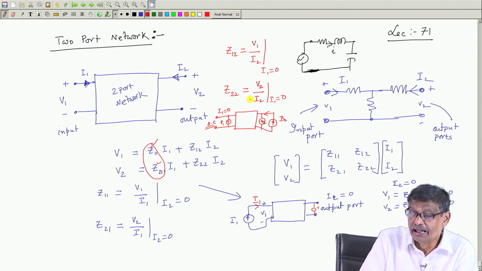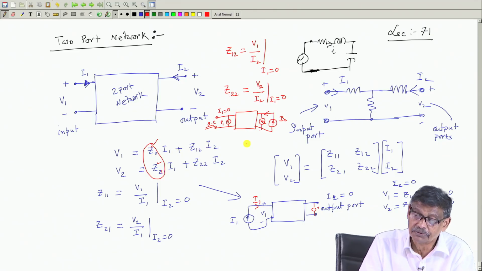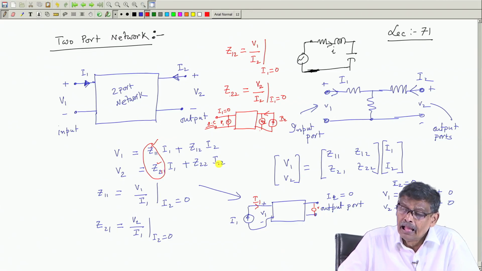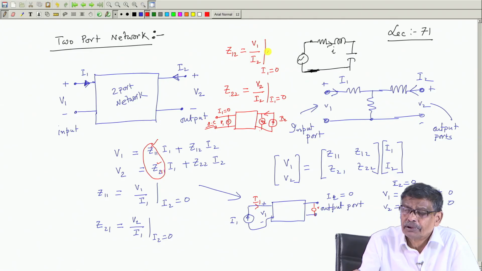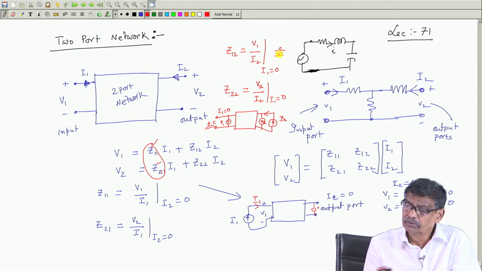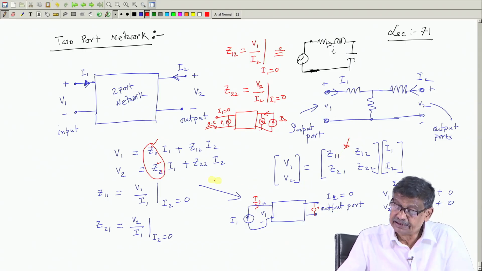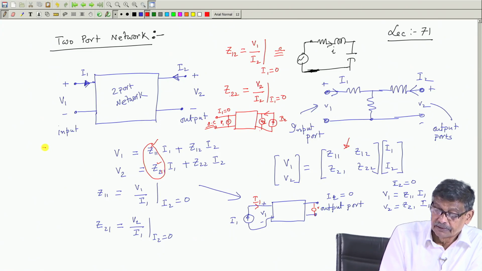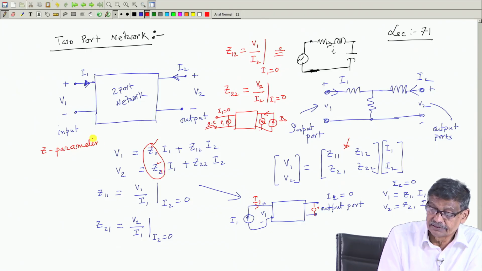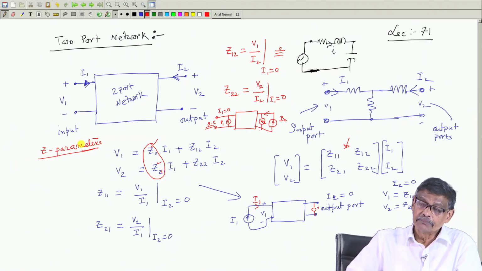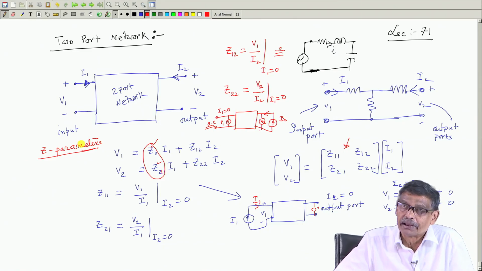Okay. Then you say that V 1 in general is Z11 I 1 plus Z12 I 2, and V 2 is Z21 I 1 plus Z22 I 2, all the parameters are known. And as you can see, the dimensions of these quantities are known. So, this matrix of parameter values is called the Z parameters. This popular method of representing a 2 port network is called the Z parameters of the network. Z parameters are nothing but open circuit condition parameters.